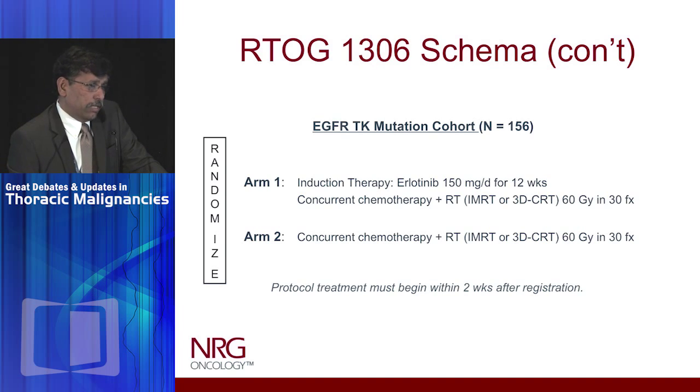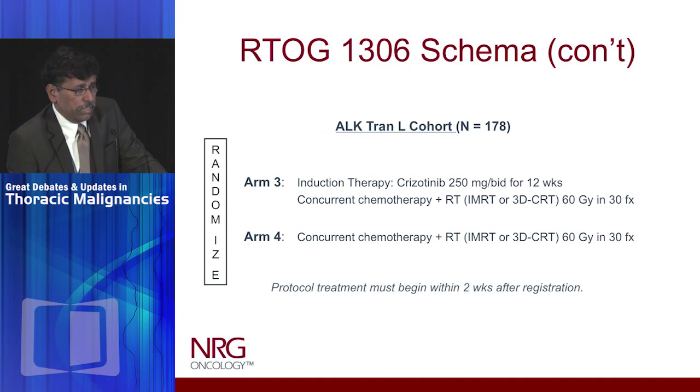Why induction, not concurrent or consolidation? We were very worried about the SWOG 0023 results, and we didn't want to give it even in the mutant positive patients post-chemotherapy and radiation. And in terms of concurrent chemoradiation, the studies that we have done in the past with gefitinib and erlotinib were not that exciting. The results were not that promising. So we thought we'll just give it in an induction setting, eradicate the bulk of the disease, and come back and do definitive chemoradiation. Similar thing for the ALK.